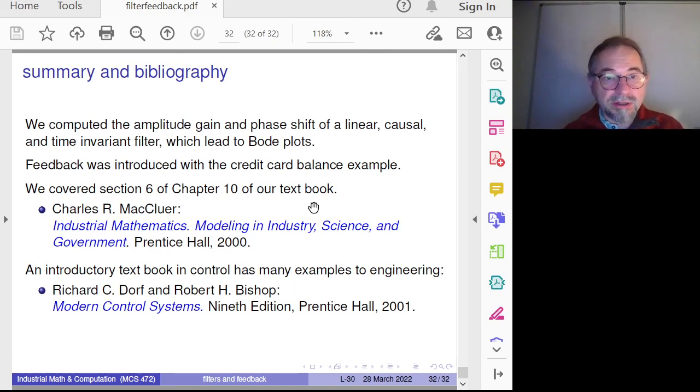Control is worth an entire course, but at this point in time you should be quite capable to read, say, the first chapter of this Dorf and Bishop book. And we are very close to the end of chapter 10, so we will still spend 1 lecture on chapter 10 in our textbook before we transition into partial differential equations.